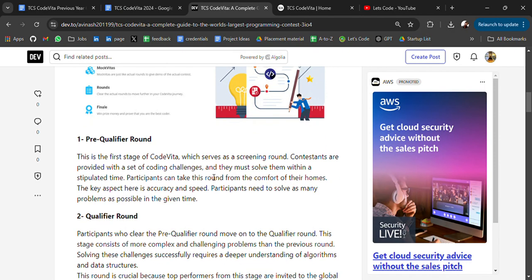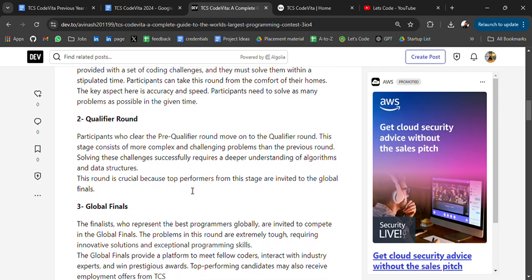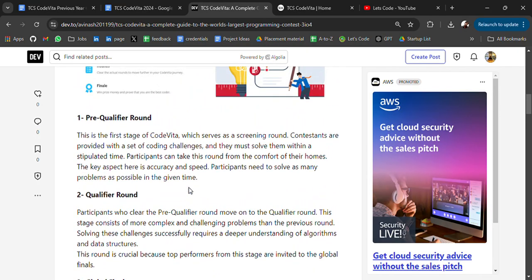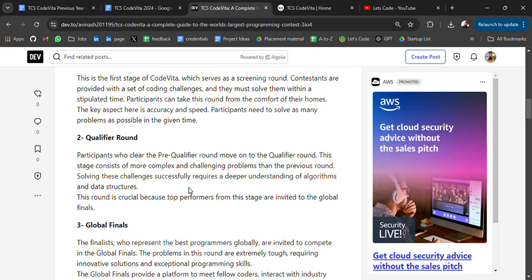So we have here 3 rounds: pre-qualifier round, qualifier round, and finals. So in the pre-qualifier round, basically this is the first stage of CodeVita, which serves as a screening round where you will be screened. Contestants are provided with a set of coding challenges and they must solve them within stipulated time. Participants can take this round from the comfort of their homes. The key aspect here is accuracy and speed. So if you have practice, you will be able to solve with accuracy and speed.